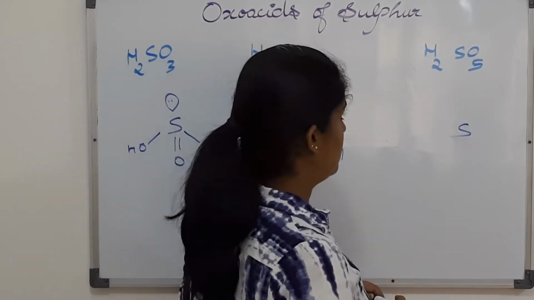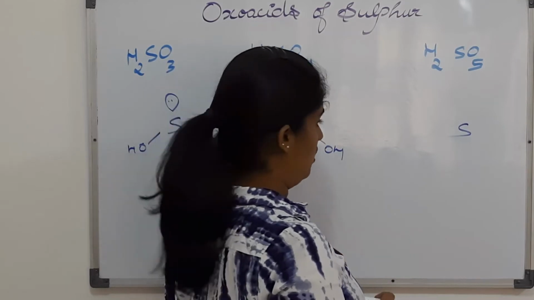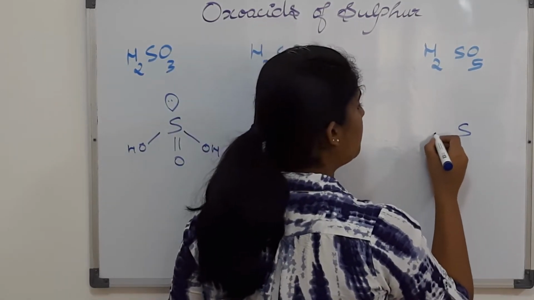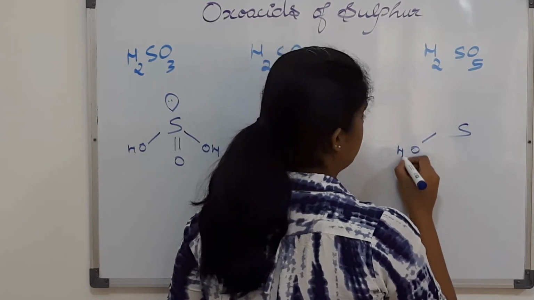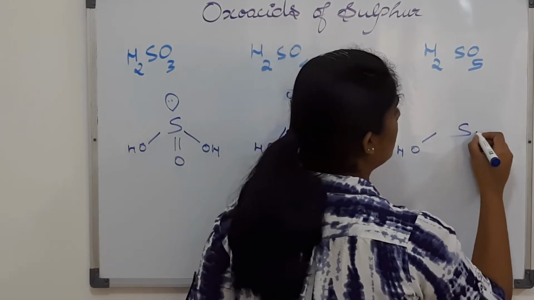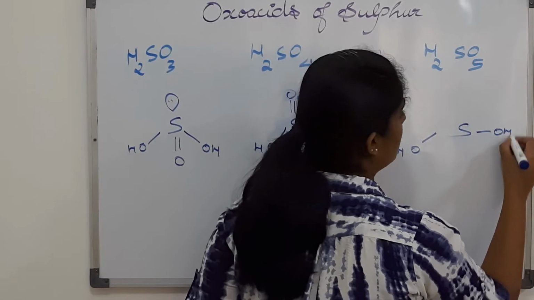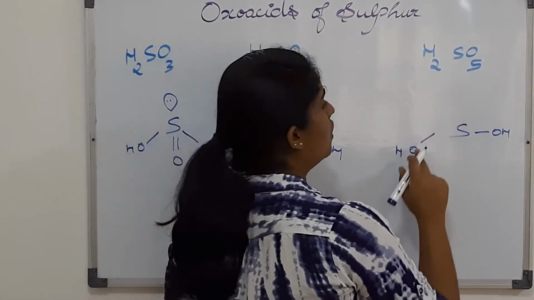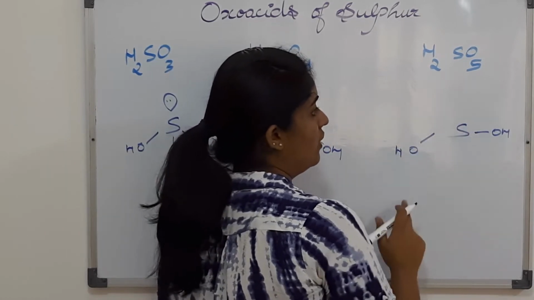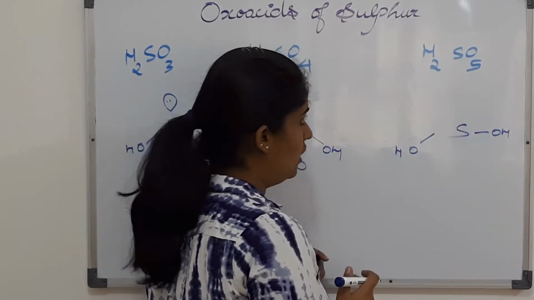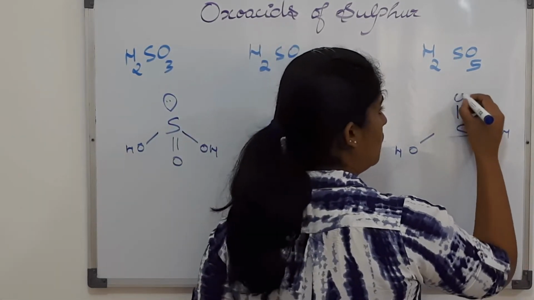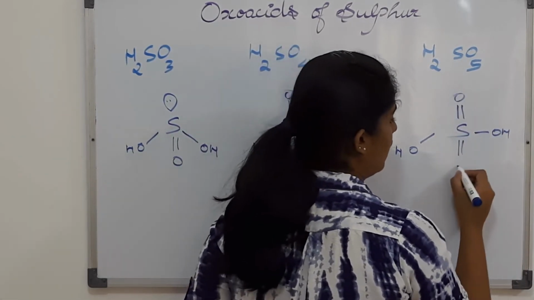In a very similar fashion, let's draw the structure of H2SO5. So sulfur, again dibasic. So one OH here, and let's put one OH here. Then what is remaining? Two hydrogens are done, one sulfur is done, two oxygens are done. There are three more. So the third one will come here, the fourth one will come here.